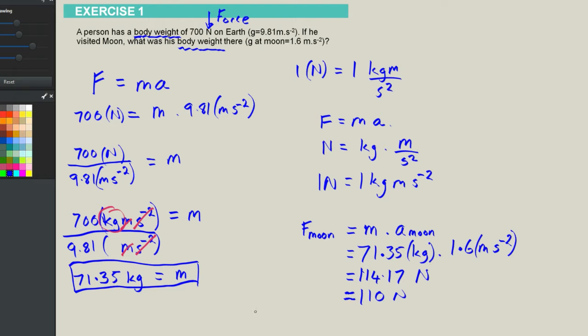Therefore we can say the force on the moon, their body weight on the moon, is 110 newtons, and that's accurate to our two significant figures.